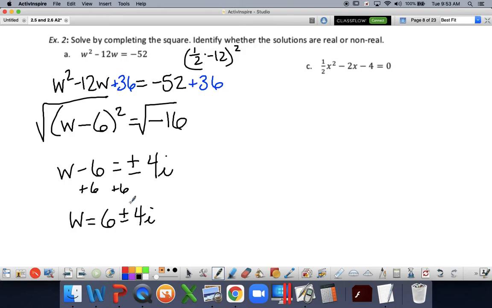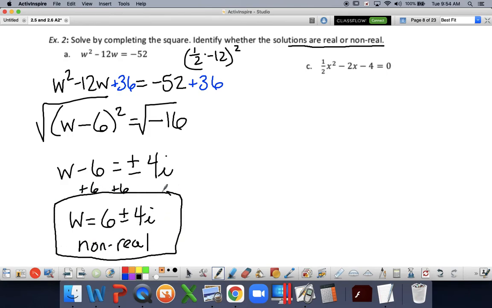So I get 6 plus or minus 4i, and then the last thing that I want you to do is determine whether the solutions are real or non-real. Because I have an i in my answer, these solutions are non-real or imaginary, however you want to write that.